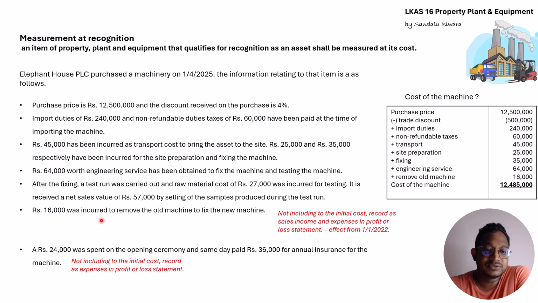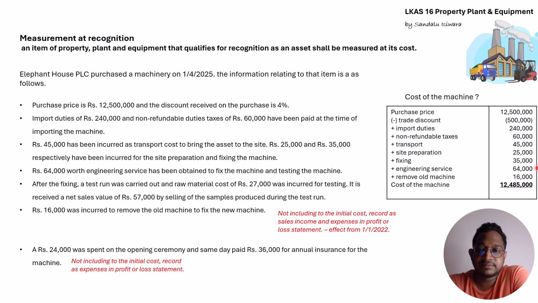And 16,000 was incurred to remove the old machine to fix the new machine in the same location. If you are replacing the old machine with the new machine, the dismantling or removing cost of the old machine you should add when you are finding the cost. And 24,000 was spent on the opening ceremony. We are not adding that. And the same day, 36,000 annual insurance. These are expenses and these two you should record in the income statement as well, right?